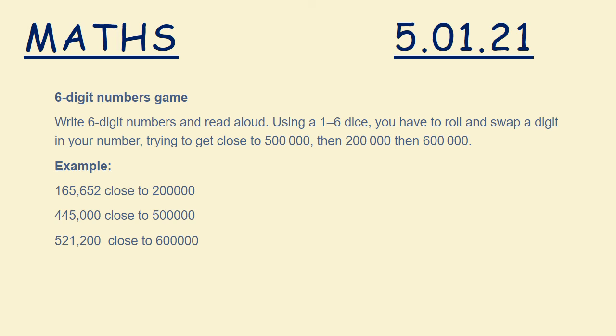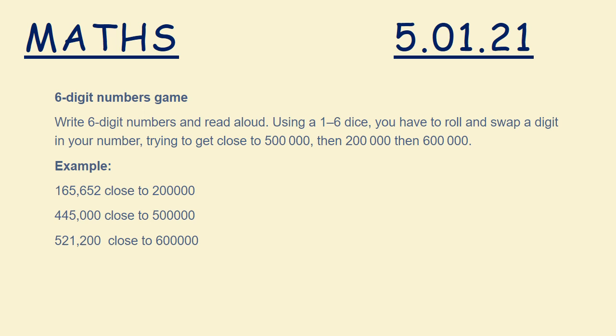If you feel confident enough, you can play the six-digit numbers game. You have to write six-digit numbers and read aloud. You have to use a 1 to 6 dice. You have to roll and swap a digit in your number, trying to get close to 500,000, then 200,000, then 600,000. Example: 165,652 is close to 200,000. 445,000 is close to 500,000. 521,200 is close to 600,000.